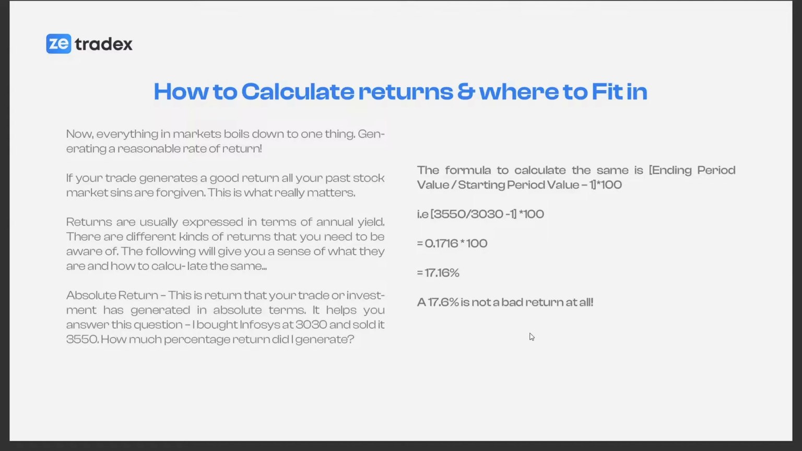That is, 35.50 divided by 30.30, minus 1, multiplied by 100. Now, we are looking at something like 0.1716 multiplied by 100, which equals 17.16%. And 17.16% is not a bad return at all, because from the look of things, it is a reasonable return for most stock prices.